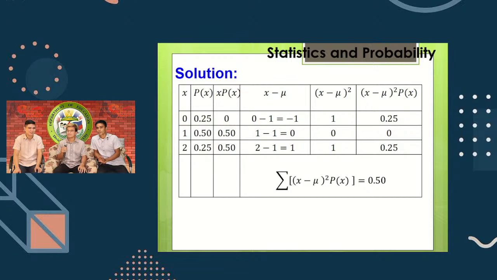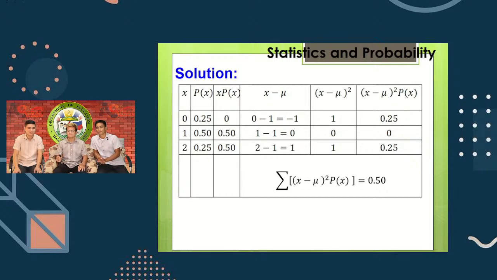We're going to square the result in the fourth column. Yes. So negative 1 squared is positive 1, 0 squared is 0, and then 1 squared is 1. And then lastly, for the sixth column, you're going to multiply the result to the value in the second column, right? Yes, which is the probability of x.